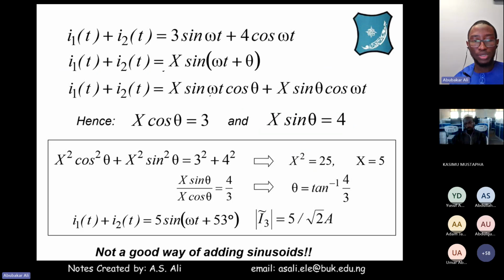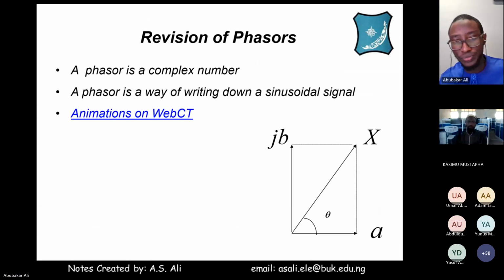When you are trying to deal with complex number analysis or sinusoidal signals, what is the most efficient way of doing the arithmetic? Of course, it is the phases, instead of the trigonometric approach. Is that clear?